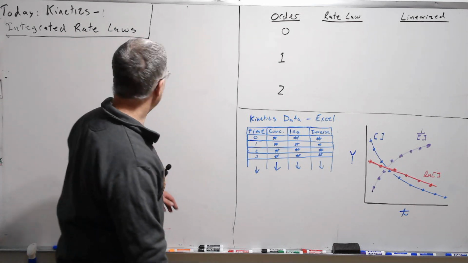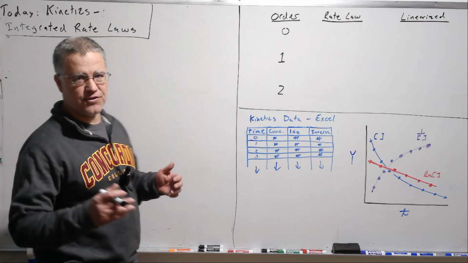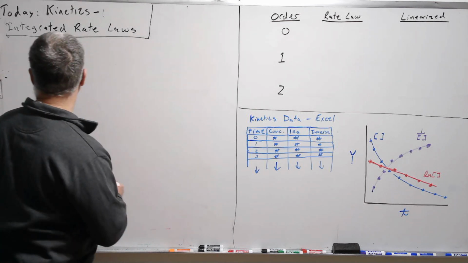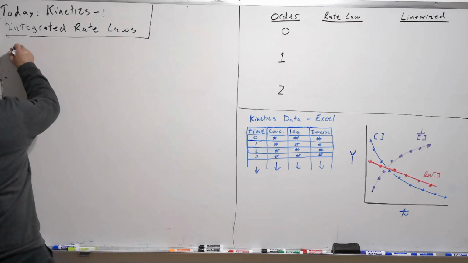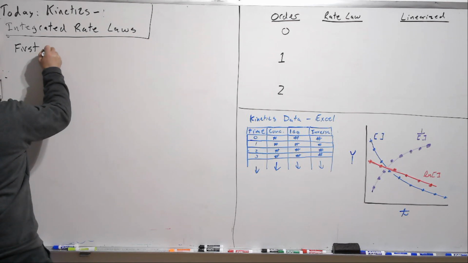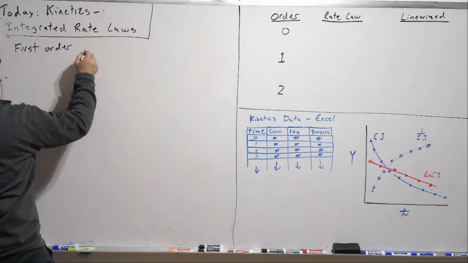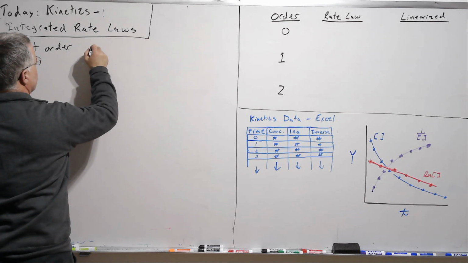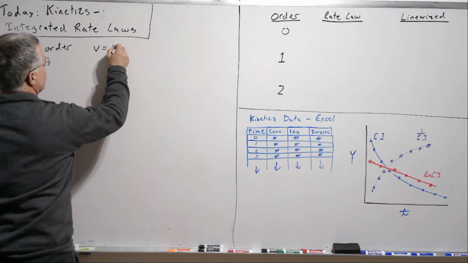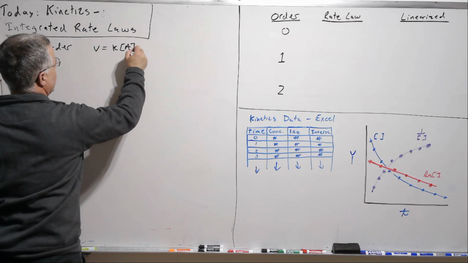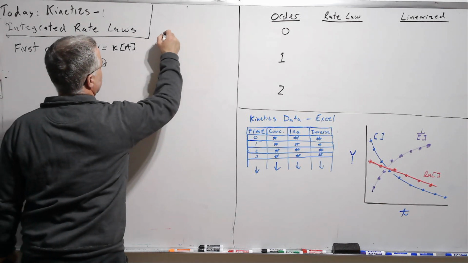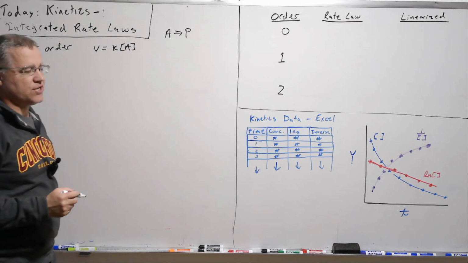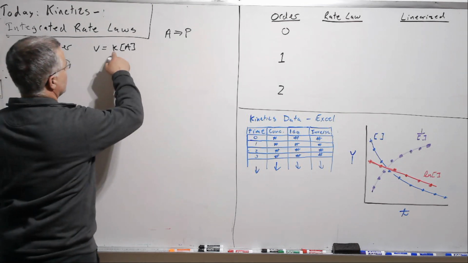All right, so I think what we'll do is we'll start with 1st order, then we'll do 0th order, and then we'll do 2nd order. So a 1st order reaction, we have V equals k[A], let's say, for a reaction A goes to products. The elementary reaction, A goes to products.